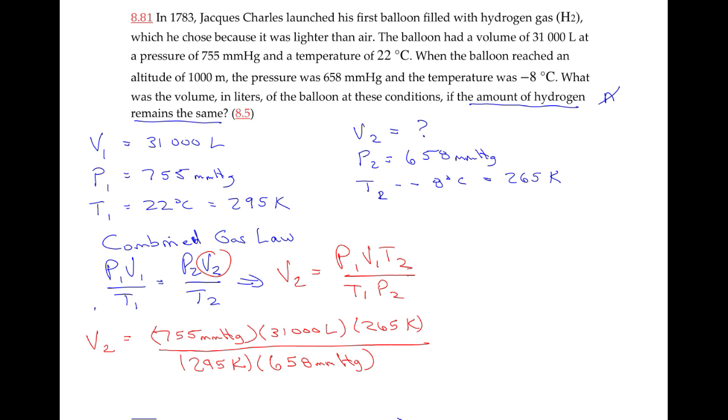Let me go back to my blue pen here. You can see that millimeters of mercury are going to cancel out and Kelvin cancel out, and I'm left with liters in the numerator. So when I punch all that into my calculator, I end up with a number that's 31,900 something. But again, it can only have 2 sig figs, so I'll report it as 32,000 liters. So the volume of the balloon went up by 1,000 liters.